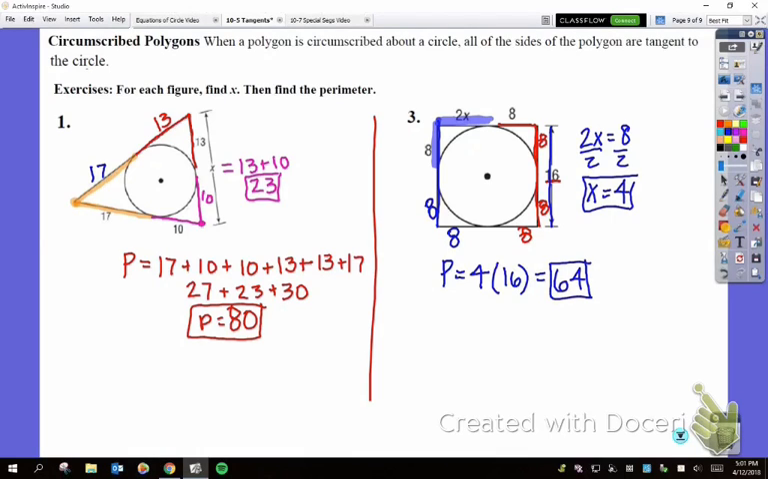So with tangents, we have a lot of triangle stuff. Make sure that you're just being careful on these types of problems and not going too quick. Good luck with tangents.